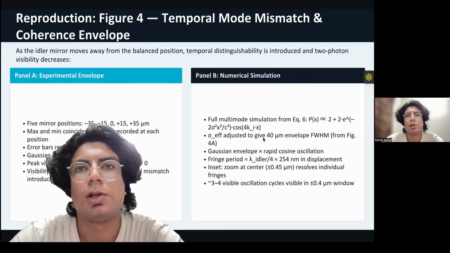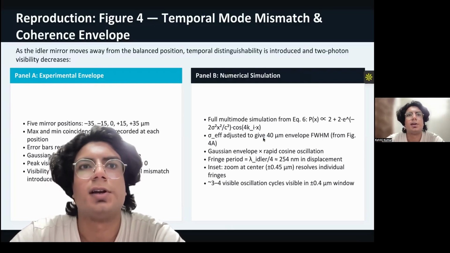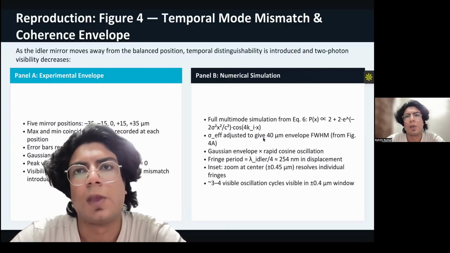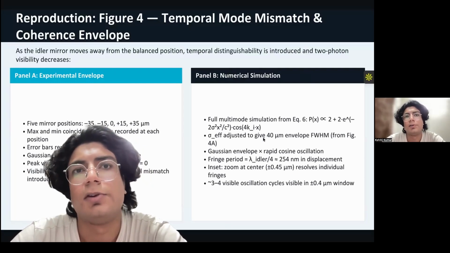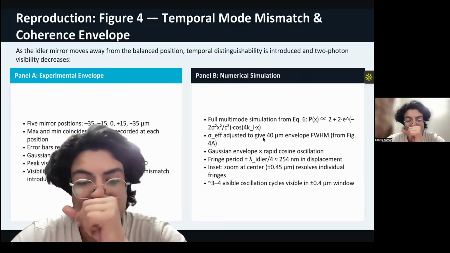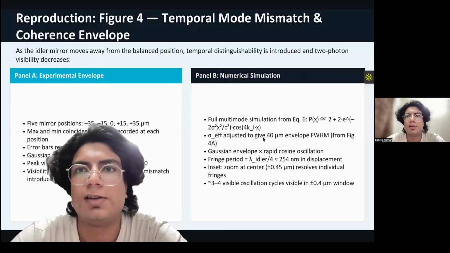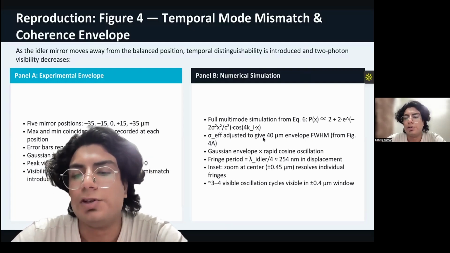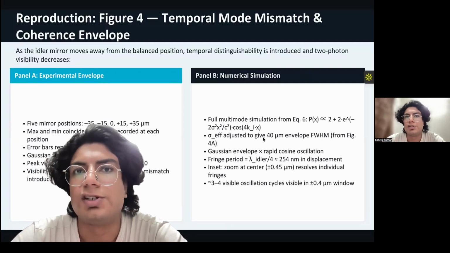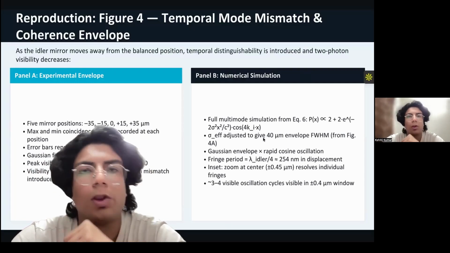Hello everyone, I am Sachin and I will be explaining from slide number 14. So as we have established so far, quantum interference relies on indistinguishability. But what happens when we move the idler mirror away from its perfectly balanced position? As the mirror is displaced, we introduce a time delay between generation of the first idler photon and the second idler photon. This time delay introduces temporal distinguishability, which means now the universe can tell which crystal the photon pair comes from, causing our two-photon visibility to drop.